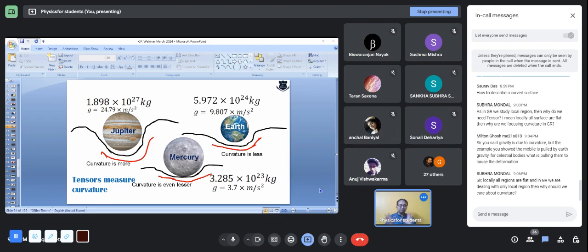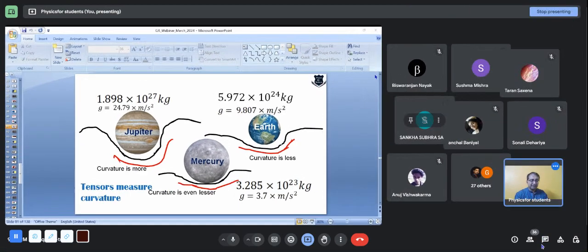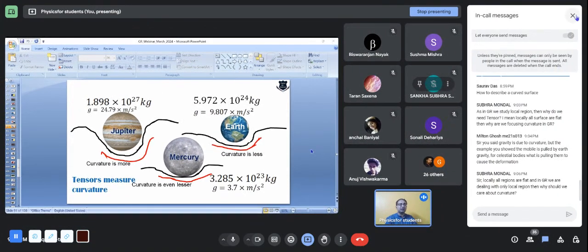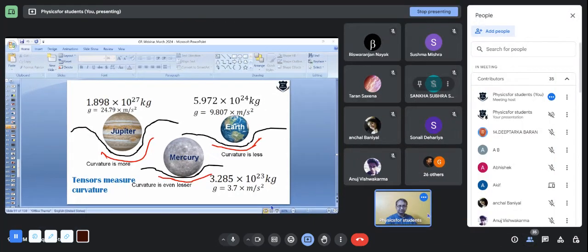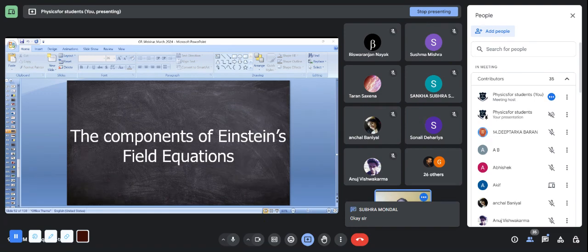Are you getting my point? Locally, the things are not flat. Locally, when you zoom in, you can use calculus to calculate that curvature. It is an approximation, but definitely there are curvatures. Then why will we start to study general relativity? I know this part is a little bit difficult, but just bear with me. You will be able to understand.